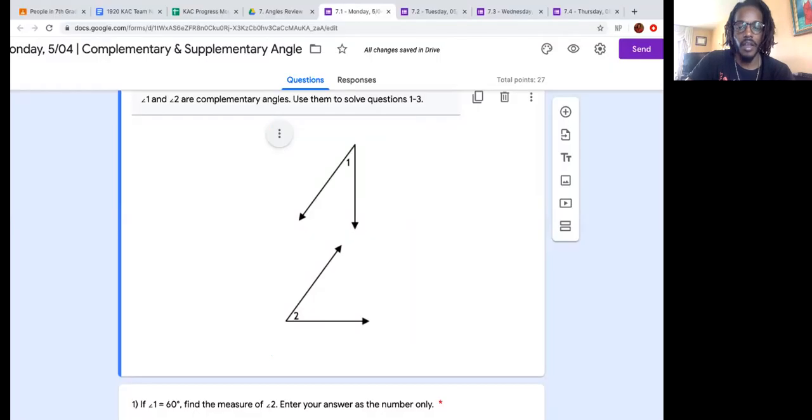All right, let's go through the first few examples of mixed practice. All right, so here we are. How do I get off of this?